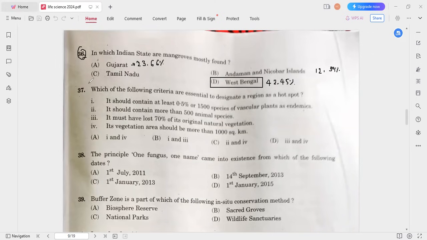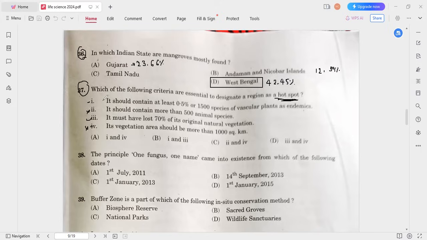So now move on to the next question, that is question number 37. Which of the following criteria are essential to designate a region as a hotspot? So to designate a region as a hotspot, it should satisfy some criteria, right? Option one, it should contain at least 0.5% or 1,500 species of vascular plants as endemics, correct. It should contain more than 500 animal species, no. It must have lost 70% of its original natural vegetation, correct. Its vegetation area should be more than 1,000 square kilometers, no.